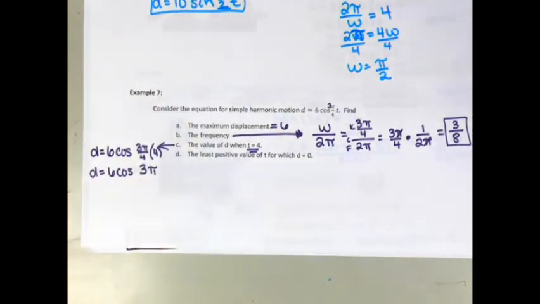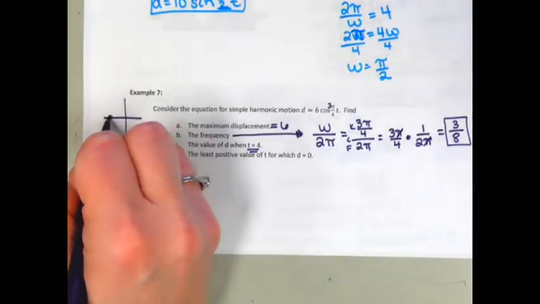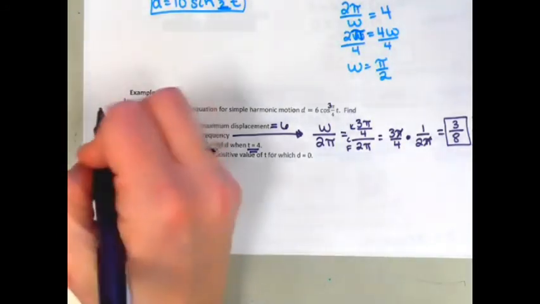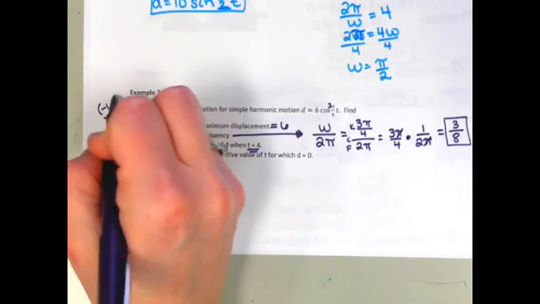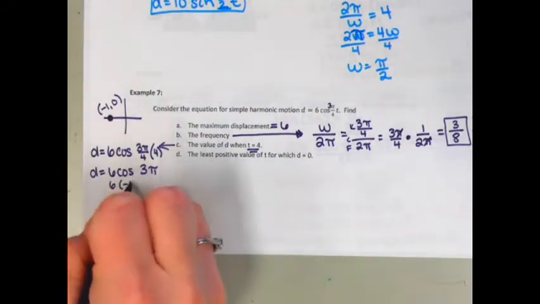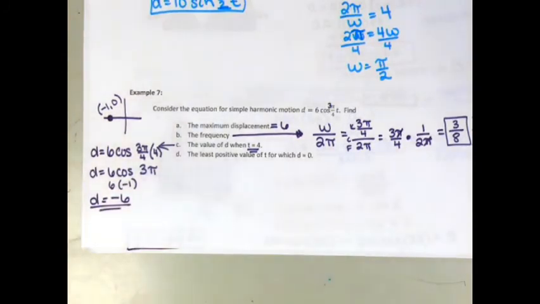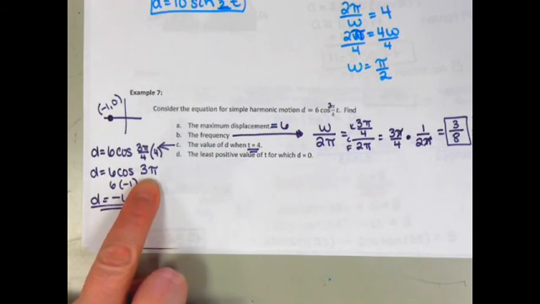Now let's think. Isn't 3 pi the same thing as just pi? And if I'm looking at my coordinate plane, my unit circle, isn't pi right here? What coordinate is that? Isn't that -1, 0? So is cosine the x or the y coordinate? The x. So what's my x coordinate? -1. So what's 6 times -1? So my distance is -6. So that means it's actually at the lowest point of it, right? 3 pi is the same thing as just pi, right?